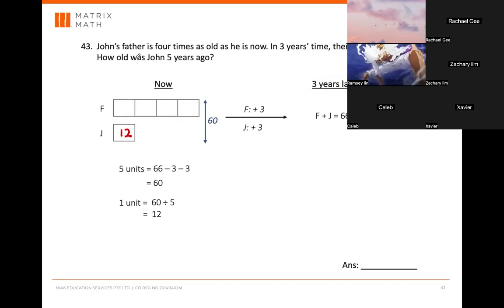So you want to find how old was John 5 years ago. So 5 years ago, that means it's younger. So we use 12 minus 5. So 5 years ago, John will be 7 years old. Okay, so take note of this question.